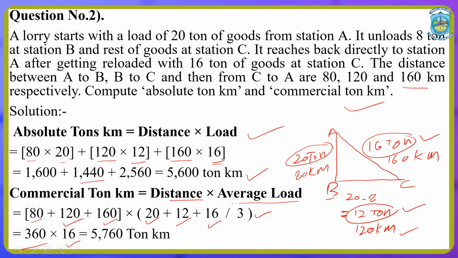360 kilometers multiplied by the average load, that is 16. The answer is 5760 ton kilometers. This is a very simple method if you know the formula. Let us move on to the next question.